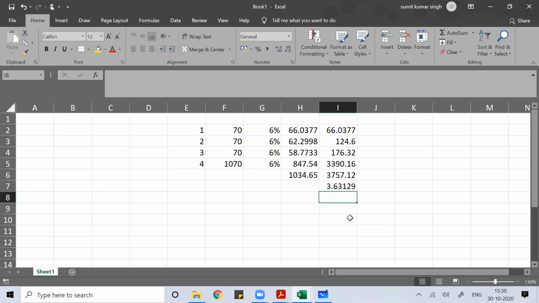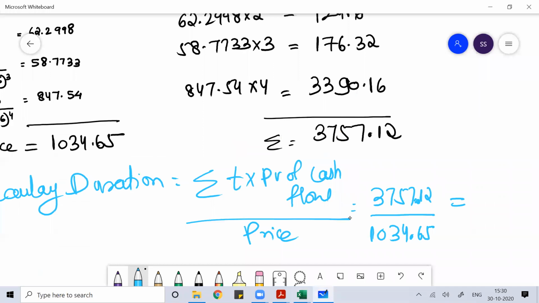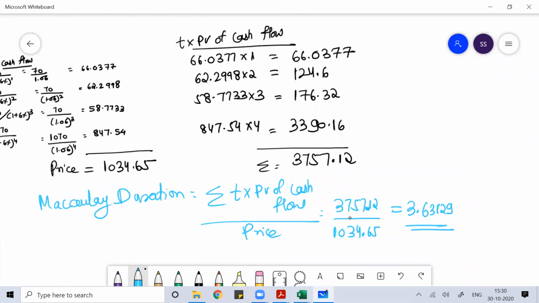You get 3.63129. This is the Macaulay duration of the bond. Okay, anyone, any doubt?